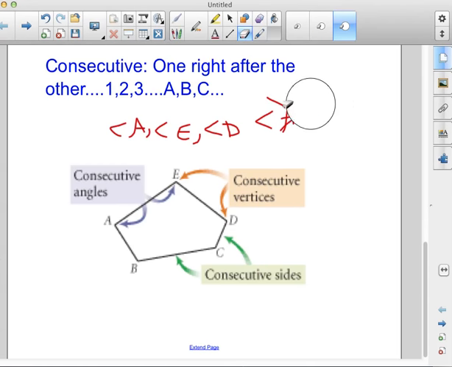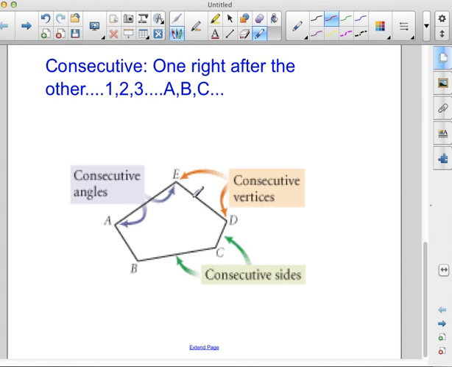Finally, we have consecutive sides. And just like the other components, they have to be one right after the other. So I would say that segment ED, which is this segment here, and by the way, this is not a congruency mark. I'm not saying that this is congruent to this, I'm just marking it to get your attention here. I can say that segment ED is consecutive with segment DC. Notice they have a common endpoint.